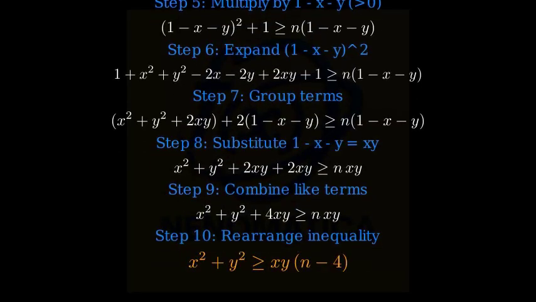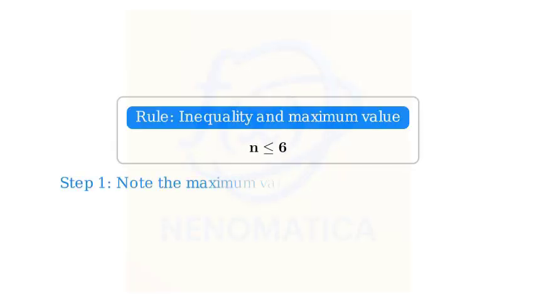This becomes x squared plus y squared is at least xy times the quantity n minus 4. The maximum value of n that makes the inequality true is 6. This is the rule we will aim to justify and reach exactly n less than or equal to 6.